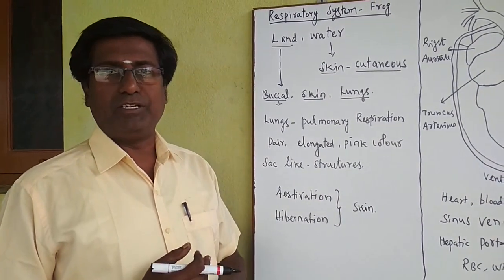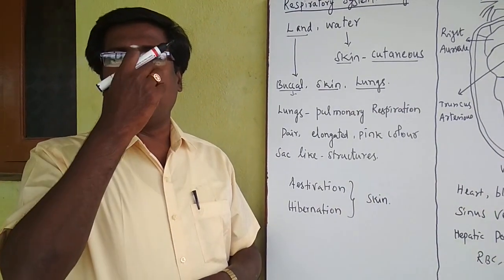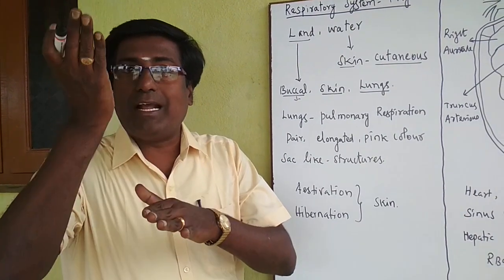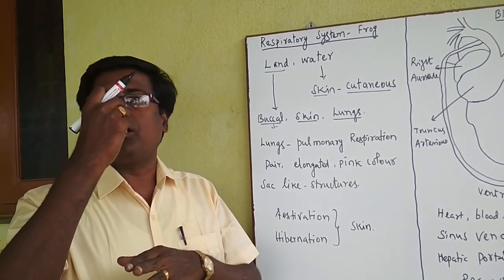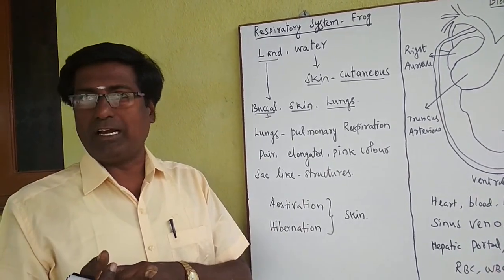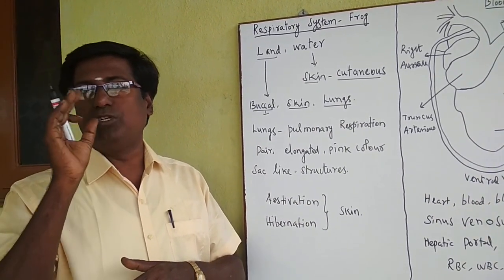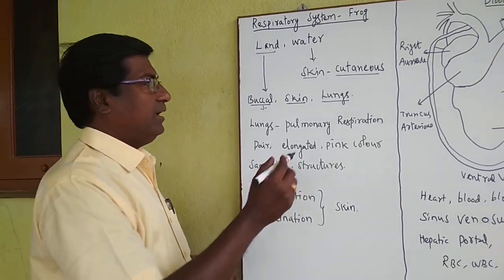How does buccal respiration happen? In buccal respiration, the mouth is completely closed and the nostrils are open. Then the floor of the buccal cavity rises and falls. As a result, air moves into the nostril and goes out. So inspiration and expiration occur. This is called buccal respiration. But remember, in buccal respiration the mouth is completely closed.